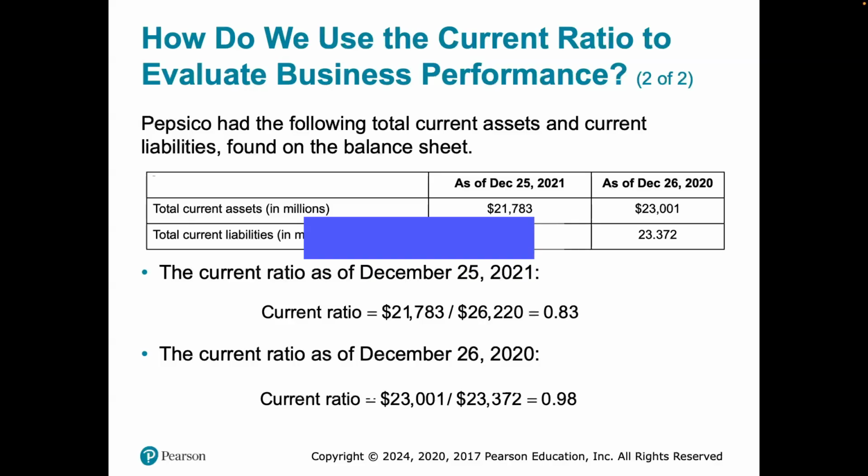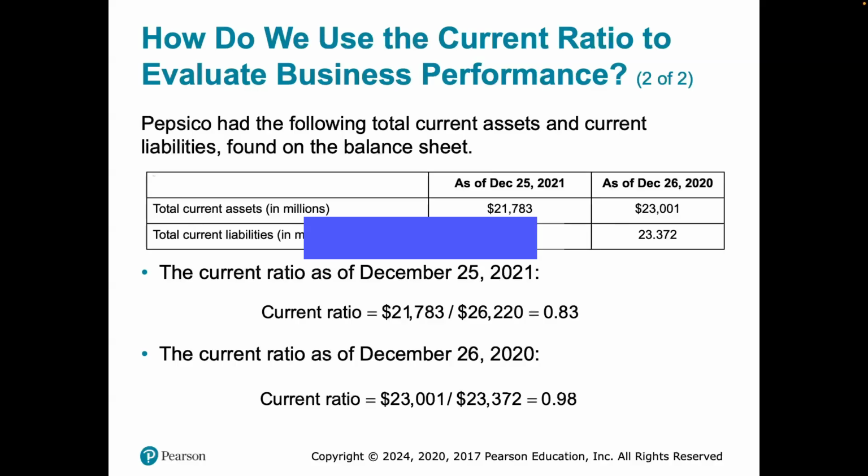So PepsiCo had the following current assets and current liabilities found in the balance sheet. On December 25th, 2021, they had current assets of 21,783 million and current liabilities of 26,220 million. And then in 2020, they had 23,101 million in current assets and 23,372 million in current liabilities.